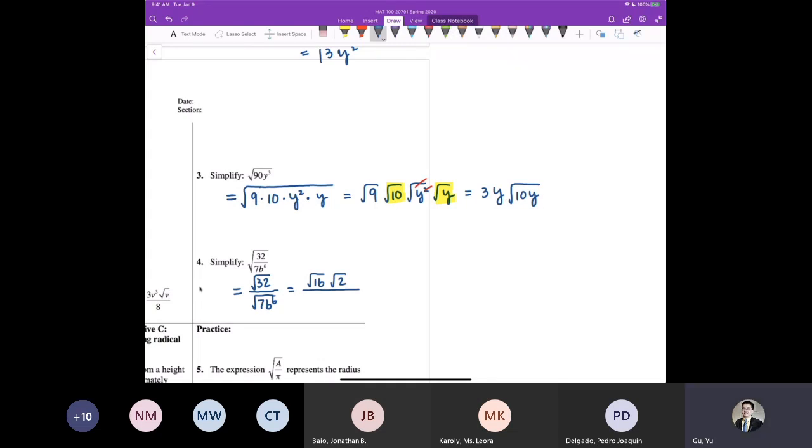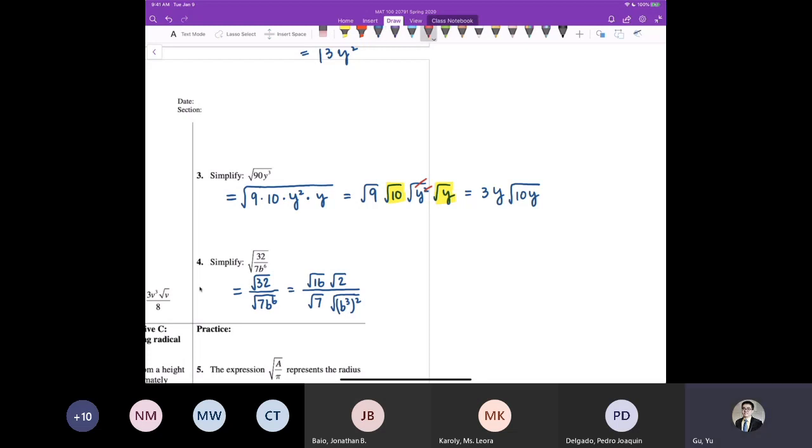Square root of 7b to the 6. Square root of 7, we cannot do anything about that, but b to the 6, because it's an even power, you could actually rewrite that as a perfect square. It will be square root of b cubed squared. And by the way, this is only for the beginner. If you already know what the answer is, you probably know that you only need to divide 6 by 2. That's how you get rid of the radical sign.